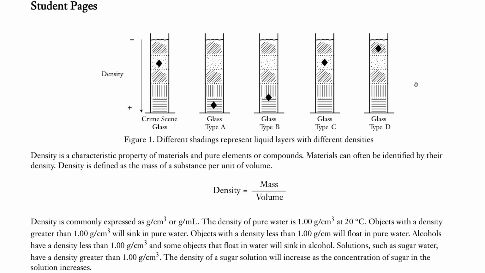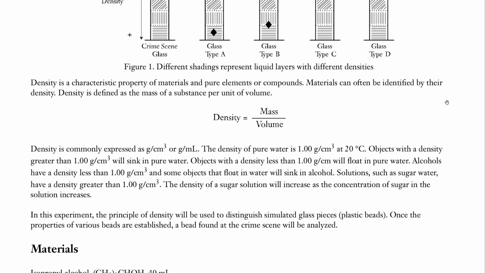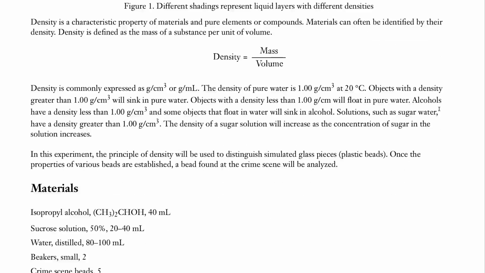Density is a characteristic property of materials and pure elements or compounds. Materials can often be identified by their density. Density is defined as the mass of a substance per unit of volume. So density is mass divided by volume, and I'm sure you've heard of that before. Density is commonly expressed as grams per centimeter cubed or grams per milliliter. The density of pure water is 1.00 grams per centimeter cubed at 20 degrees Celsius.